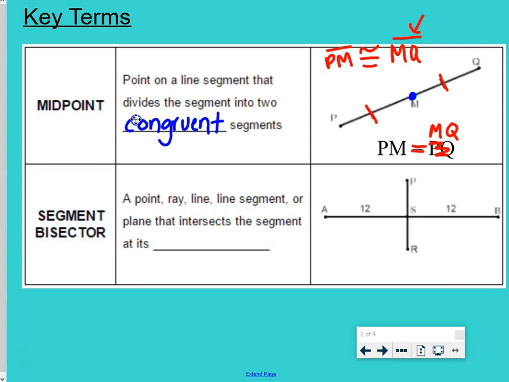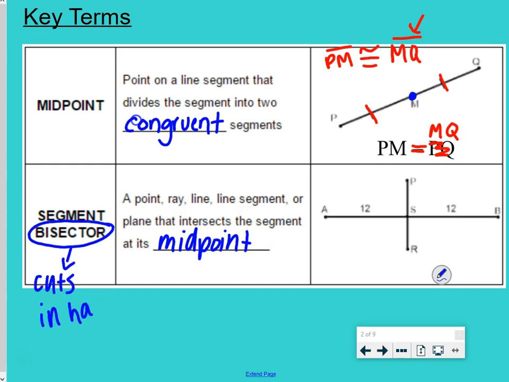Segment bisector is a point, ray, line, segment, or plane that intersects the segment at its midpoint. A bisector is something that cuts another object in half. If we look at our example, PR would be the bisector, because as we can see, it's going through the midpoint S, because we have 12 and 12 on either side, which means S is your midpoint.